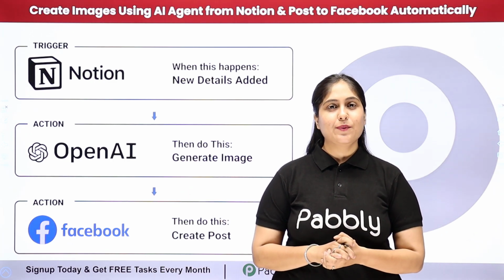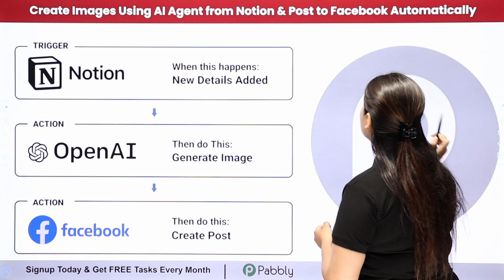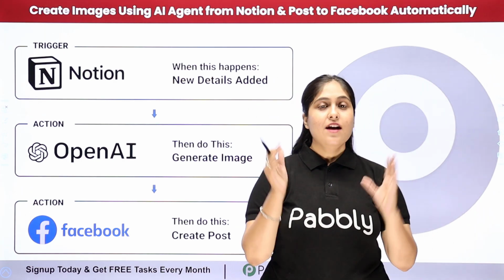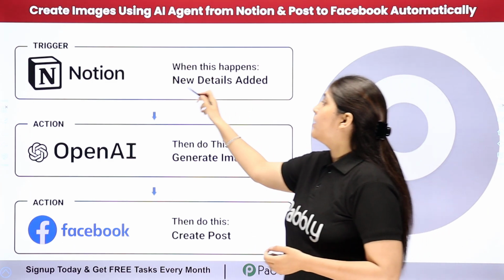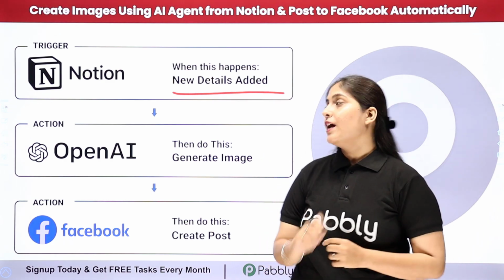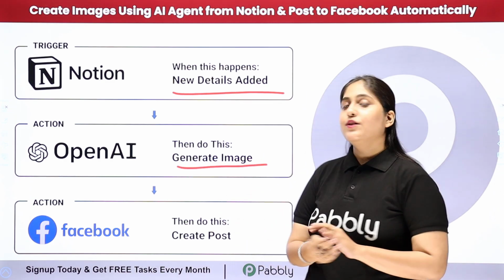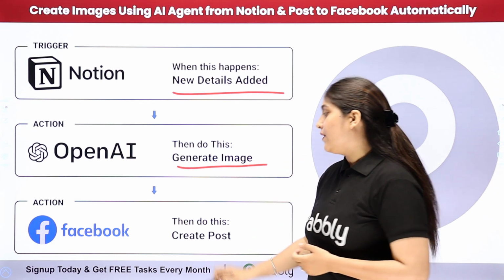In this video, we are going to understand how to create images using AI agent from Notion and post to Facebook automatically. So as a business owner, my objective is that whenever I'm going to add a new detail here in my Notion database, then automatically using the details, OpenAI should generate the image. And after generating the image, automatically that should be shared as a new post on my Facebook page.